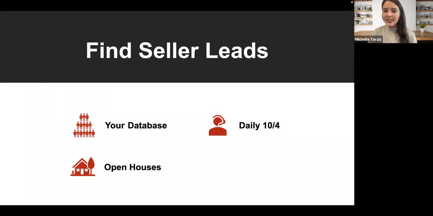Okay, so let's get into this. In Ignite, we talk about where we can find seller leads. So the most popular area we find seller leads is your database. And now your database could mean the database you've created, your sphere of influence, your social media pages. Where you're going to get your best return on investment is your database, because these people already know, like, and trust you. So you're doing things such as support calls.